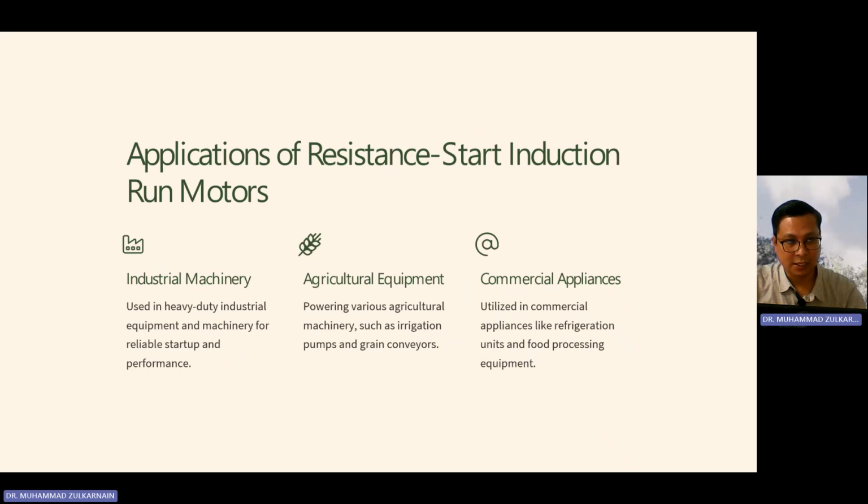So last time I mentioned the AC is a common use in the aircon system. This is a part of the motor that we discussed.